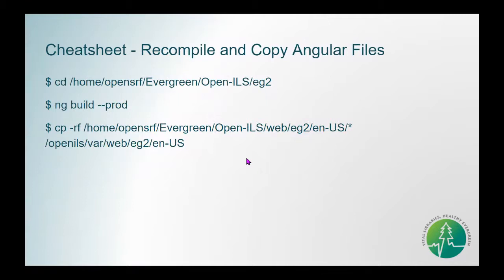Angular files. If you're just starting out with this, Angular files are probably a good place to start because you don't have to stop and start Evergreen to see changes in Angular files. You don't have to rebuild your system to see changes in Angular files. You just need these commands. This first one will navigate to the place where the Angular files live. The second one, the ng build --prod, will compile those files. And then the third one will take those compiled files and copy them into the place where the running Evergreen system looks for them. And you don't even really have to do a hard refresh on your browser for the Evergreen files.